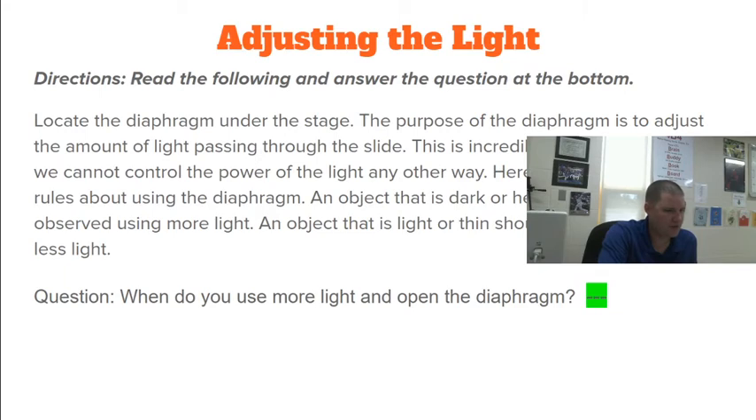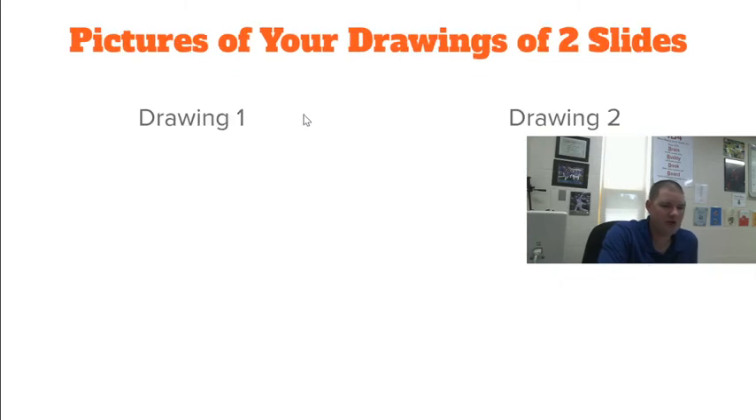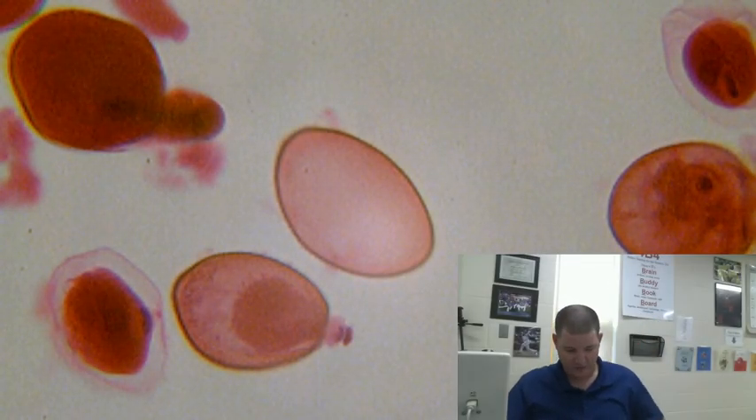Adjusting the light if we need less or more light. And then looking at your first specimen, that'll be something we'll have to take care of in class since you don't have a microscope. If you want to draw the pollen grain that I just did there, you're more than welcome to do so. That's just one of them there, so I'll put it back up there. If you want to draw that as one of your drawings and take a picture of it. But usually a lot of the time, that's what we end up doing is drawing what we see.